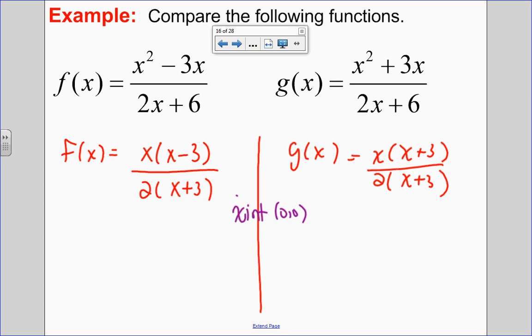Okay, if it passes through the origin, that also means that the y-intercept is also 0, 0. So that's something else they have in common. They both have an x-intercept at 0 and a y-intercept at 0. The other thing that they have in common: the degree of the numerator is 2, the degree of the denominator is 1. And since 2 is bigger than 1, that means that both of these graphs have no horizontal asymptote. So that's how they're the same.